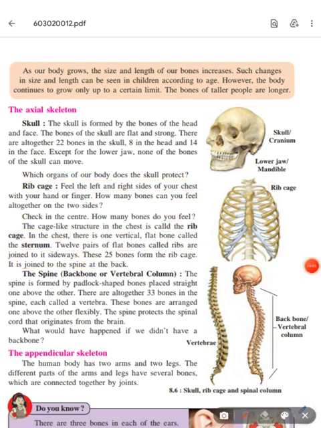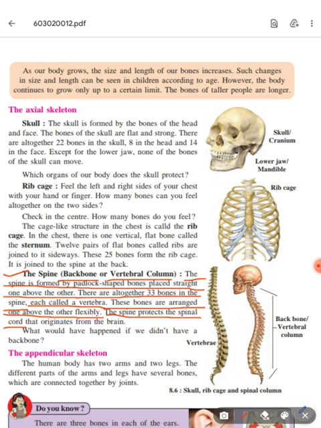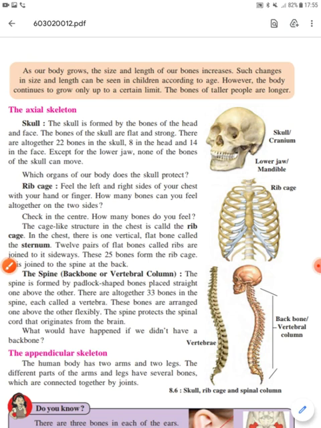Okay. Next, the spine, backbone or vertebral column. The spine is formed by ring-shaped bones placed one above the other. There are altogether 33 bones in the spine, each called a vertebra. These bones are arranged one above the other and are flexible. The spine protects the spinal cord that originates from the brain.